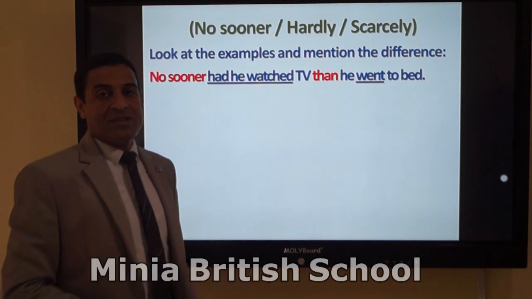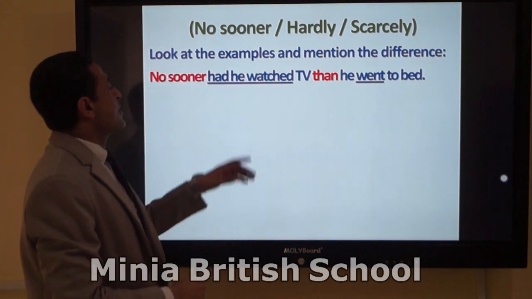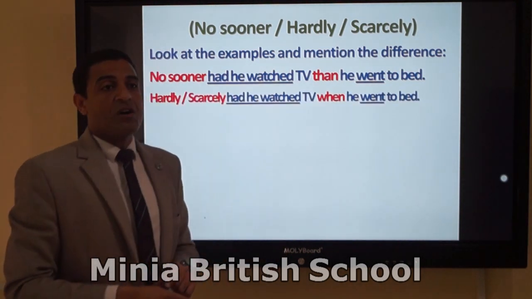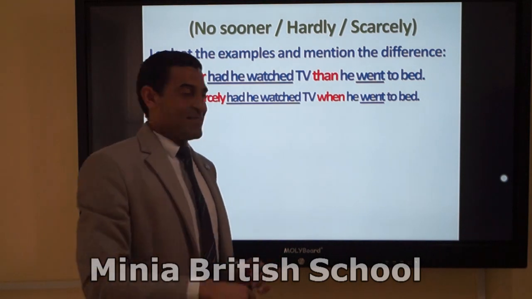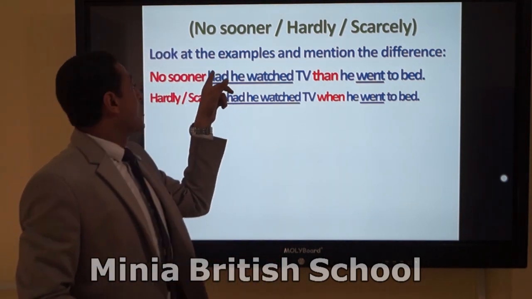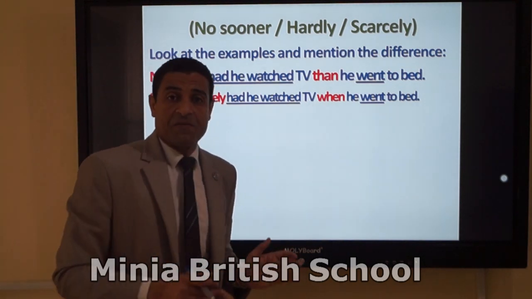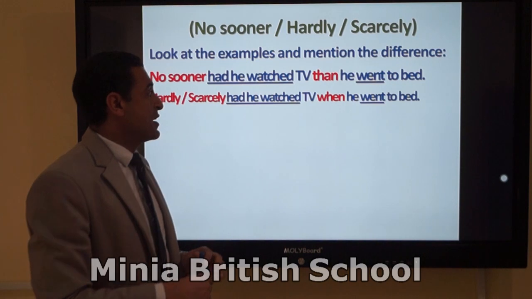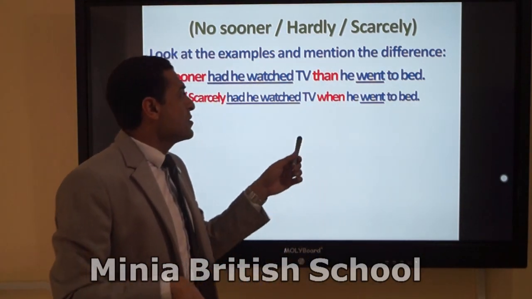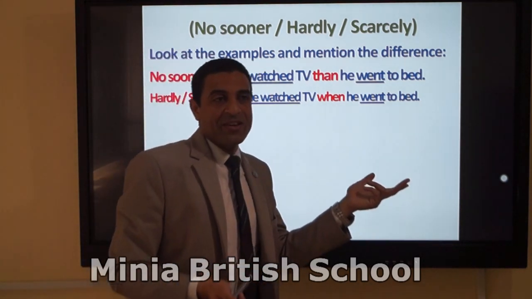So, I want you to notice three things. First, the structure of the sentence. Second, you can see here that after no sooner I have to use the past perfect. It means the first action. And then look at this word which joins the two actions together. Then he went to bed.